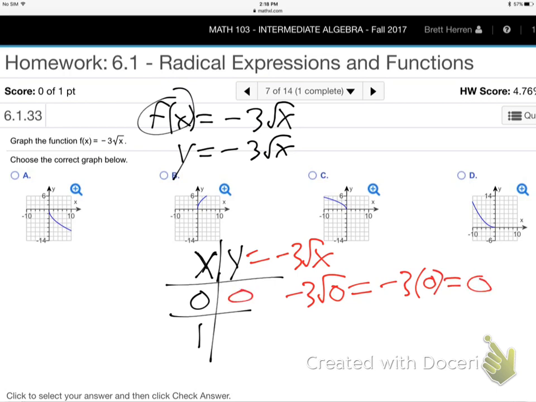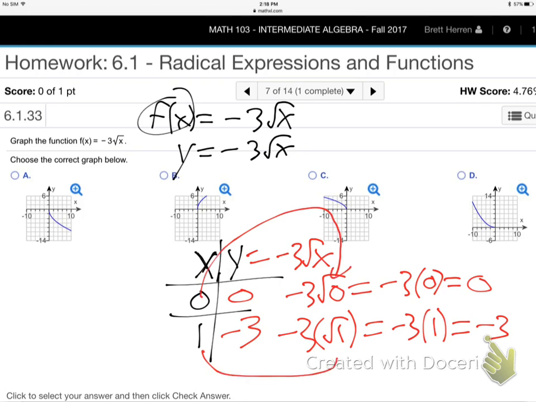Okay, let's do the next one. Minus 3 times the square root of 1. What's the square root of 1? 1. Minus 3 times 1 is minus 3. Okay with those two values so far? See how I just plugged in the 0, plugged in the 1 for x. So let's make a little graph now. Let's put those points on the graph. So 0, 0, that's the origin. And then, remember, it's over and then down. So it's over 1, down 3, like that.